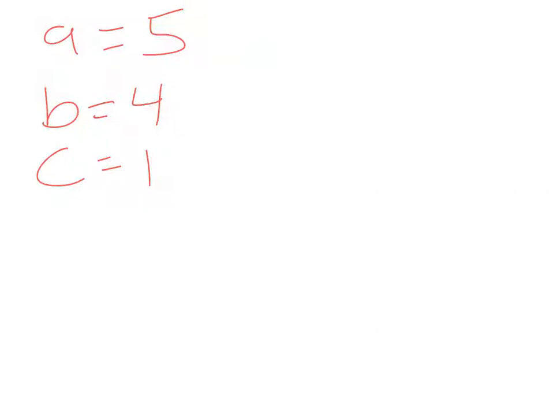So looking, for instance, at number 1. Number 1 says 4a squared. Now, anytime we have an exponent on a variable, it is attached to that variable. So whatever a is, we are going to square it.